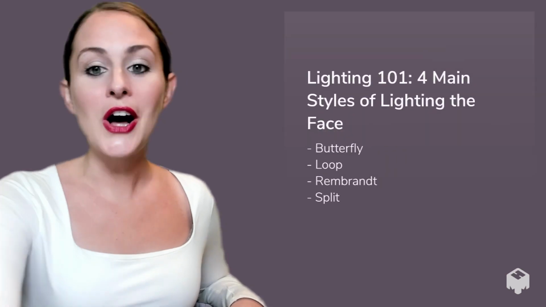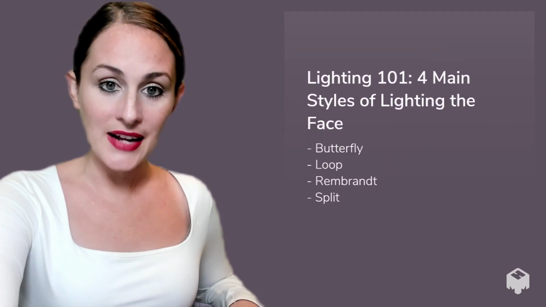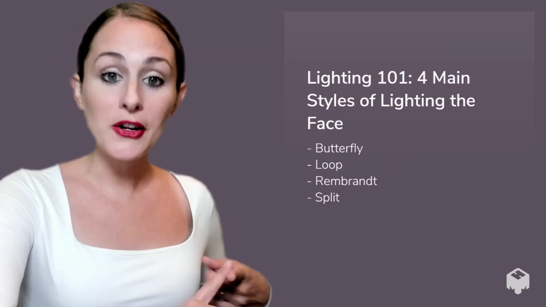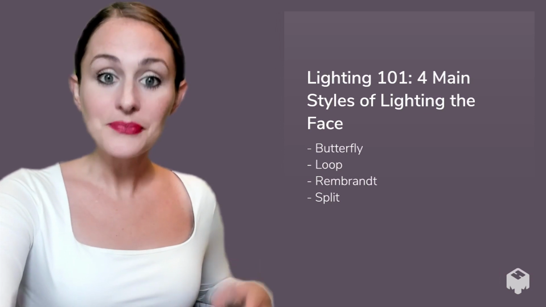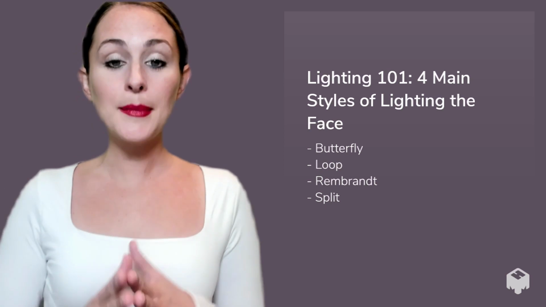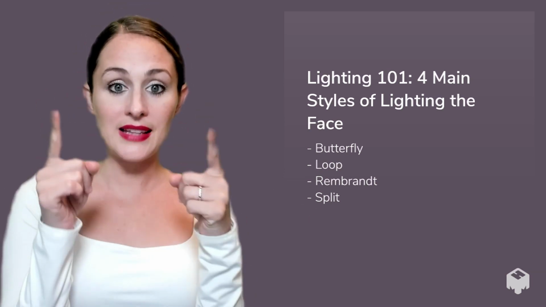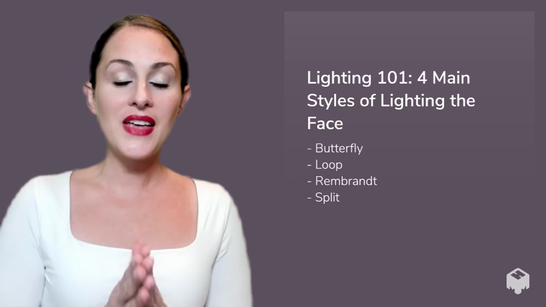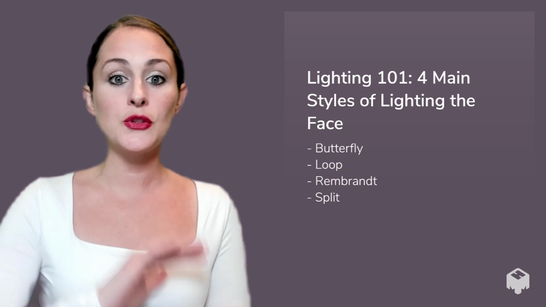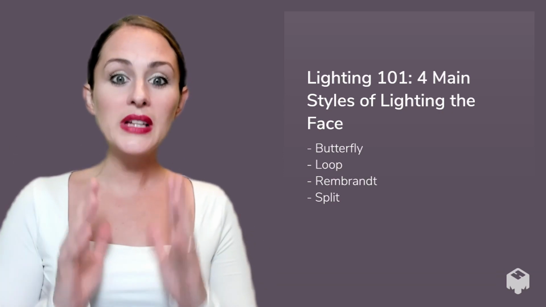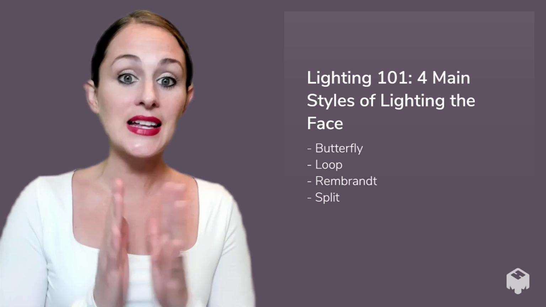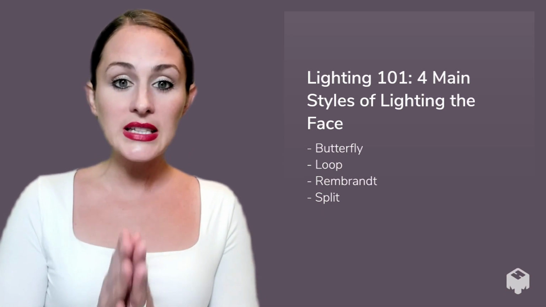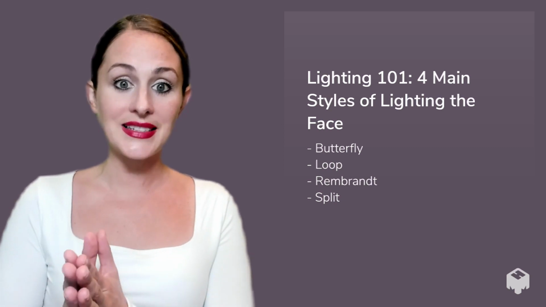So let's get started. Today, we are going to talk about the four main lighting styles for the face, which are butterfly, loop, Rembrandt, and split lighting. And in order to do this, I'm going to turn off my key light, which is right in front of me, and then I'm going to go into black and white so that you can really see the difference in the shadows that the light is creating, because I think that's really important so that you can see how to achieve some of these lighting styles.